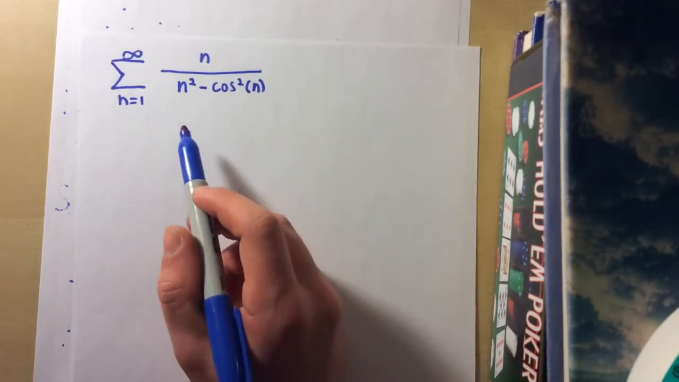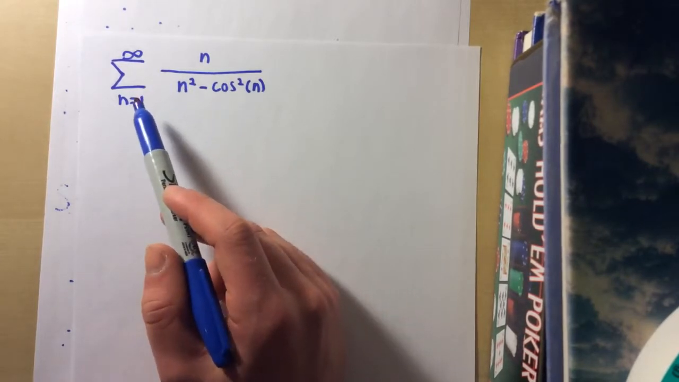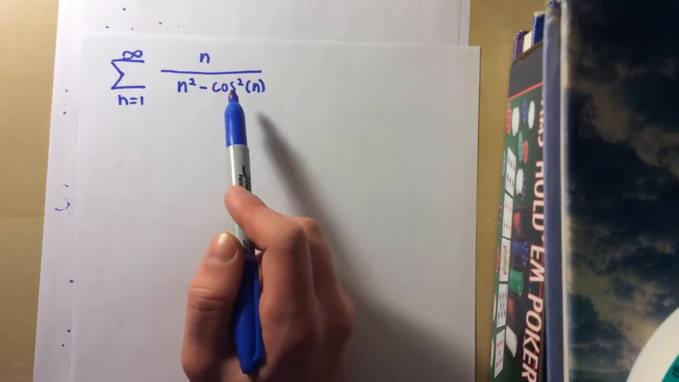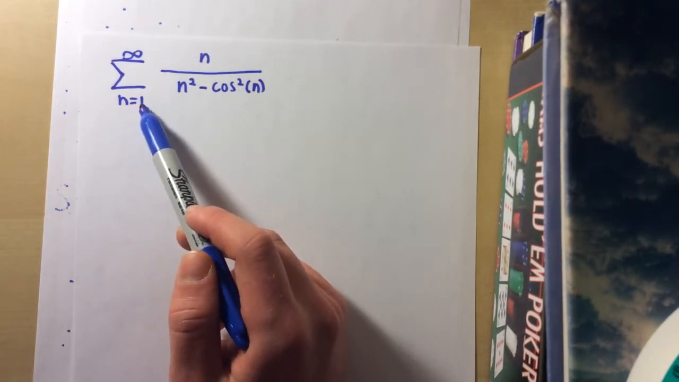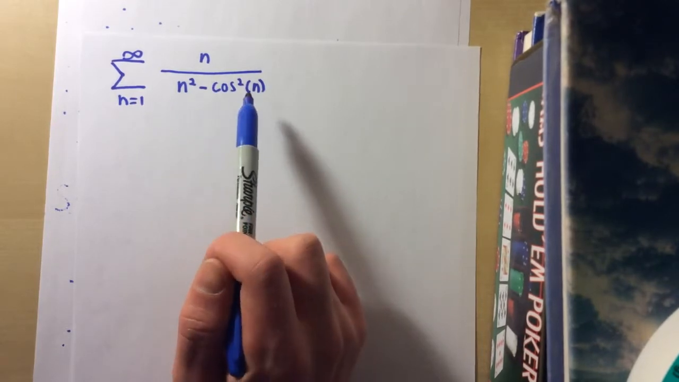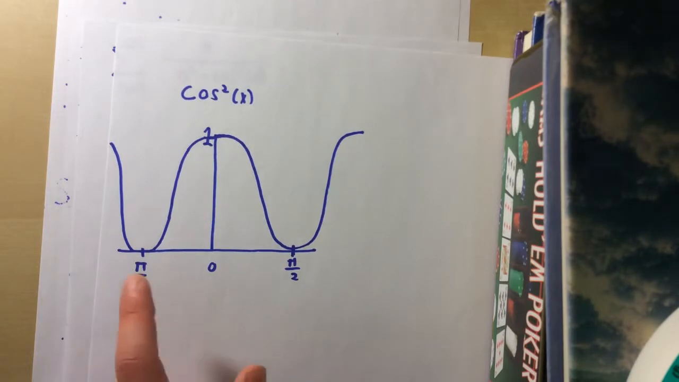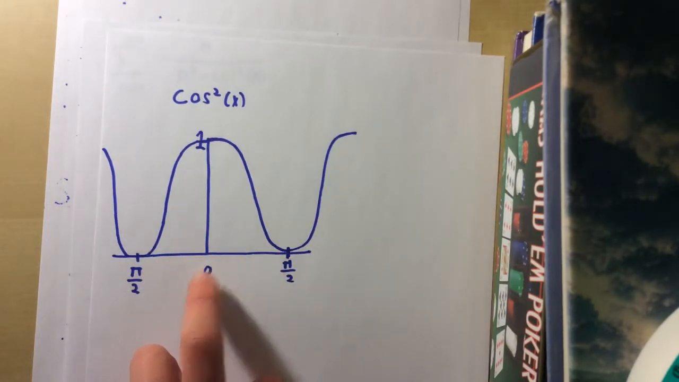So now let's go over this problem where we're looking at the series from n equals 1 to infinity of n over n squared minus cosine squared n. Notice again we're looking at positive values of n, but if you notice this cosine squared n, what do we know about cosine squared? If you look at a function of cosine squared x, you can see that it's a periodic function, but it's always positive. It's always greater than 0.